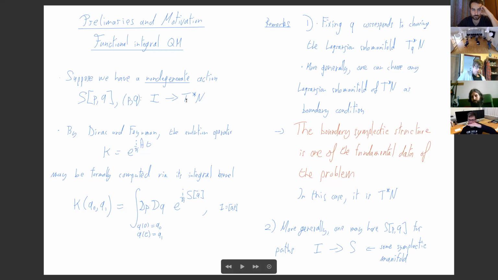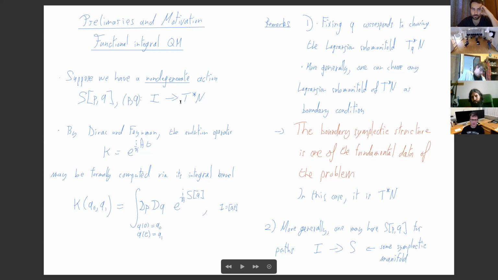And then you have some other Lagrangian submanifold of T star Rn, which is allowed. And this would give you, for example, the integral kernel, say, going from the Q representation to the P representation. So these are the various possibilities. What I want to stress here, however, is that the boundary symplectic structure is very important.